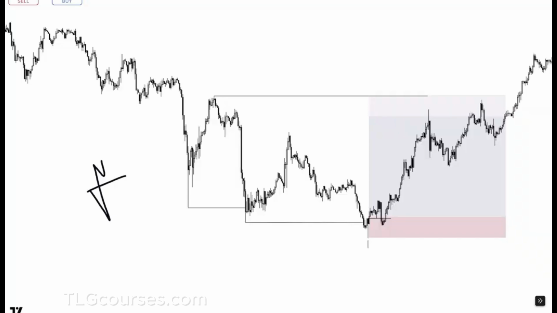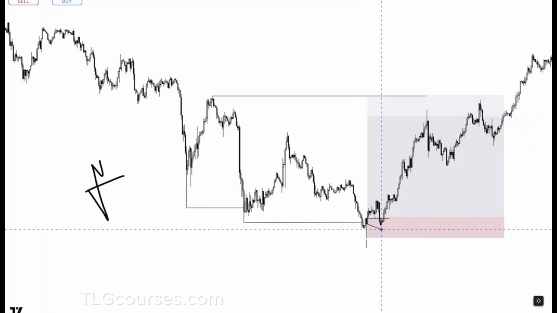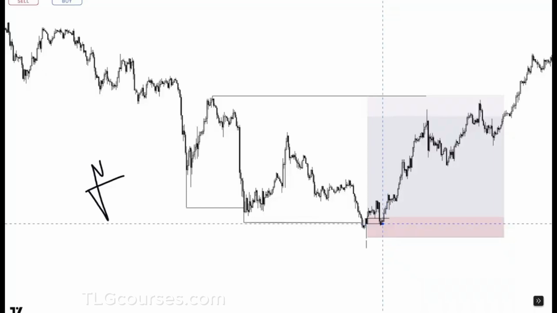Now, the actual reason this reversed right here and not here is because when there's an order block with a long wick to the downside, when there's a bullish model number 1 with a long wick to the downside, then usually you can use the closing price as a rejection block, and this is the power of rejection blocks.